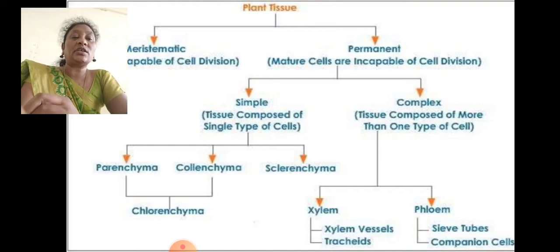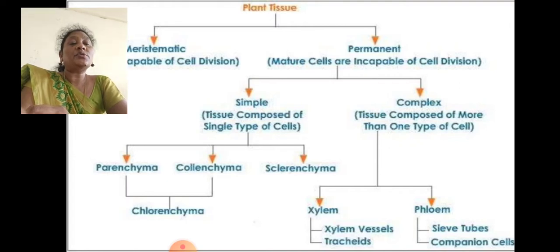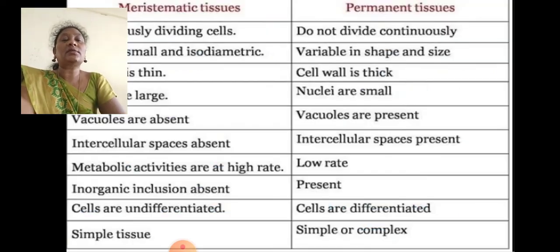Aerenchyma is not given here. It is present in water plants, in the roots of water plants. The tissue is completely filled with gas, air, which helps them to float on the surface. So the water plants float on the surface of the water as they are rich in aerenchyma. And complex tissue is composed of more than one type of cell. There are xylem and phloem. Xylem consists of xylem vessels and tracheids. Phloem consists of sieve tubes and the companion cells.